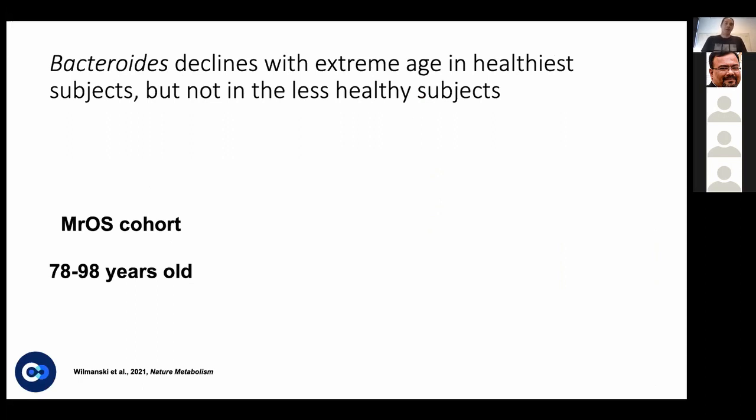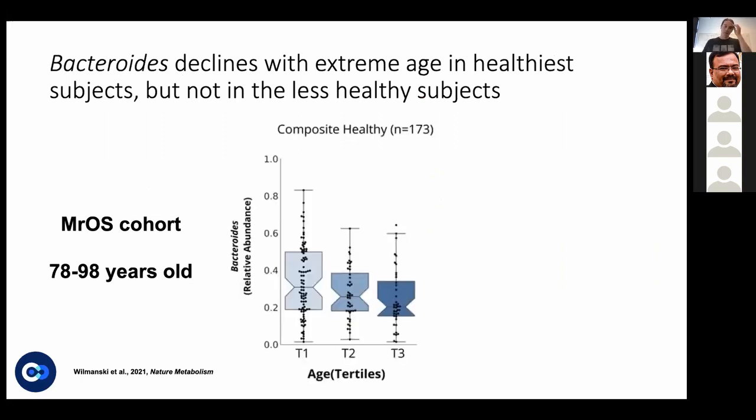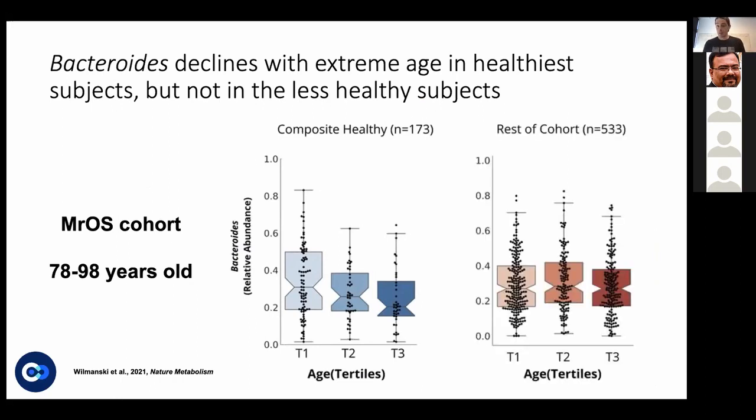Thinking back on this core taxon signal, we saw that in this composite healthy group, if you split them up into age tertiles, so T3 is the oldest of this older population, and T1 is the youngest of this older population, we see what we expect, which is a steady decline in the prevalence of this core genus. And that signal is completely absent from the rest of the cohort, who are defined as being less than healthy.